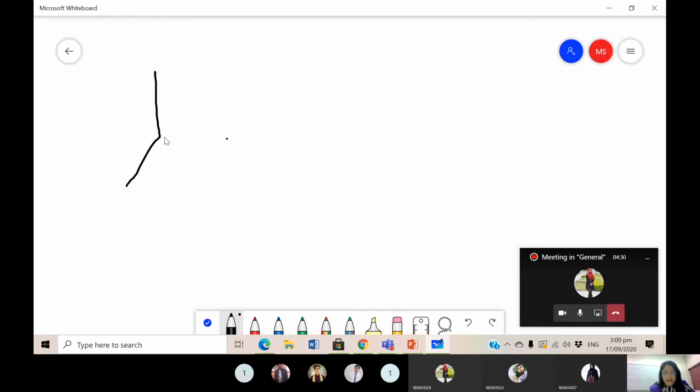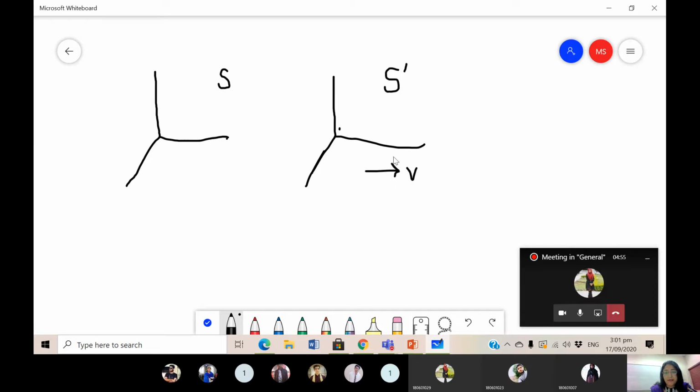So I was talking about reference frames before. If we have a reference frame S here, and we have another reference frame S dash. What do you mean by an inertial reference frame? An inertial reference frame is one in which Newton's first law of motion holds. Suppose S dash is moving at a velocity v in the x direction relative to this frame S.